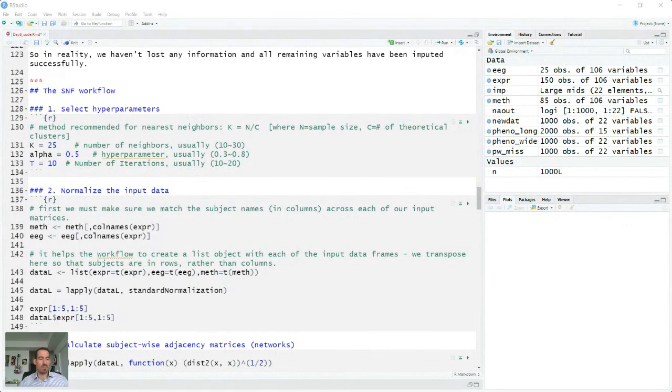I'm going to forge ahead. We're going to do the SNF. We're going to take a look at the similarity networks.